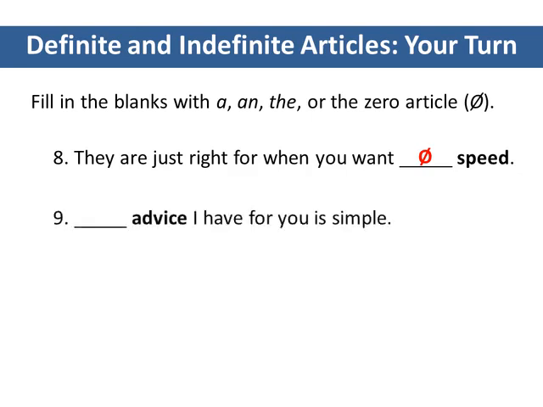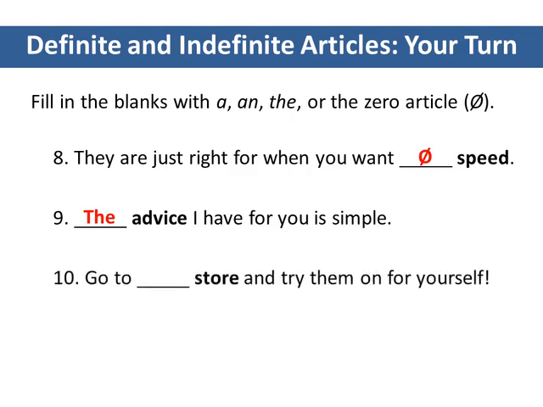Number 9. The advice I have for you is simple. What advice? Oh, yes, the advice I have for you. Because we know which advice, since I have for you modifies advice, we have to use the definite article, the advice. And finally, number 10.